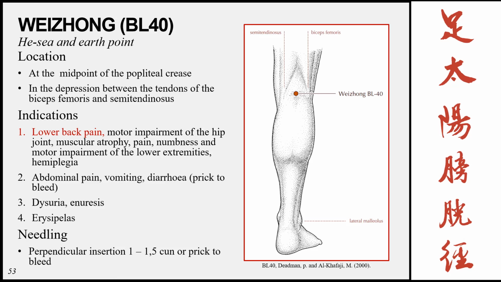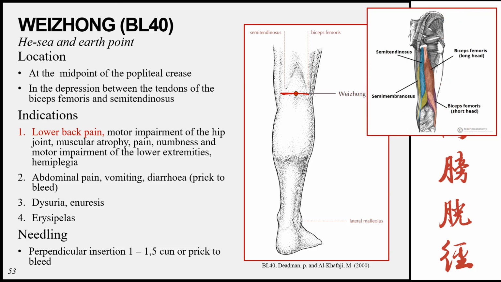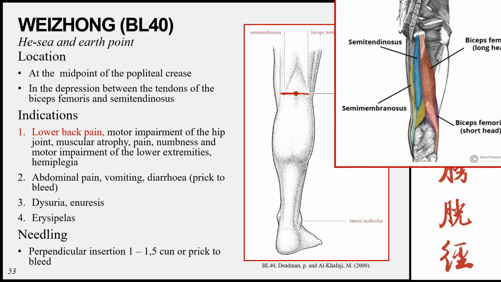Okay, so the next point is WEIZHONG, bladder 40. This is a Hersey and earth point, and it is at the midpoint of the popliteal crease. So you're going to find that popliteal crease again, and we're going to look for the midpoint. And then you also have to ensure that you're in the depression between the semitendinosus and biceps femoris. So that's these two muscles that form what we normally call the hamstrings, and you're going to follow them down to where their tendons are. And this point is located around here, so we're going to make sure it's between the two tendons.